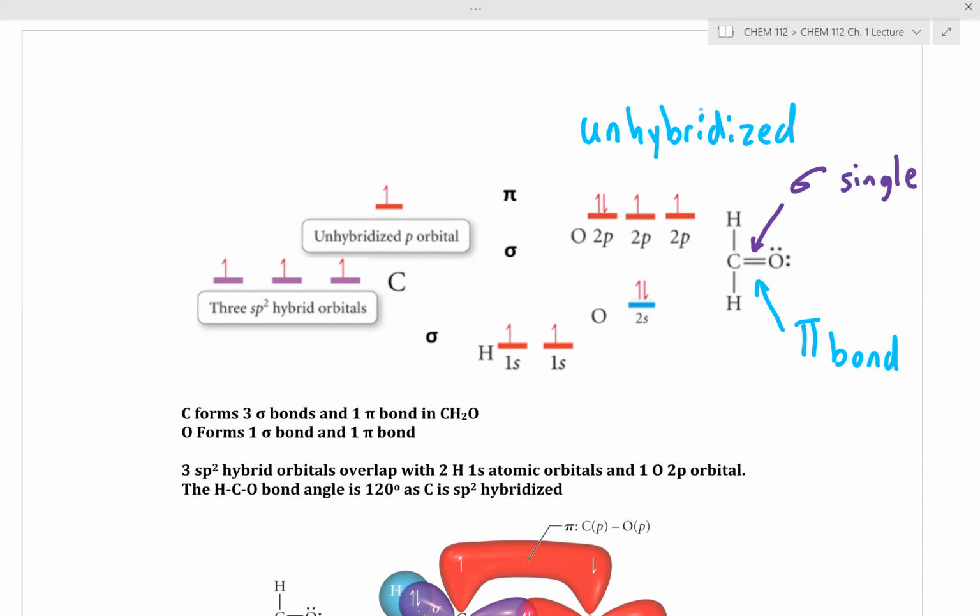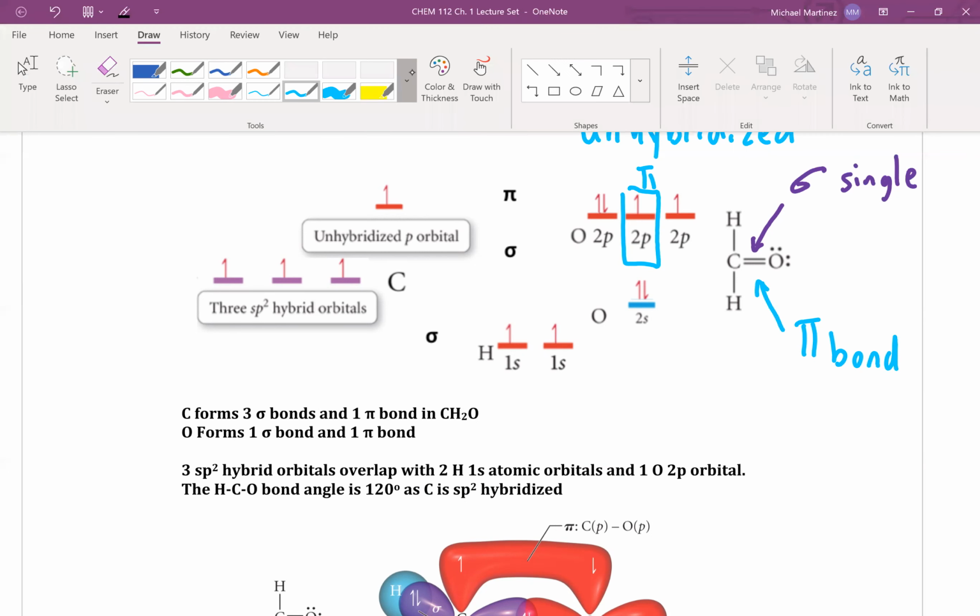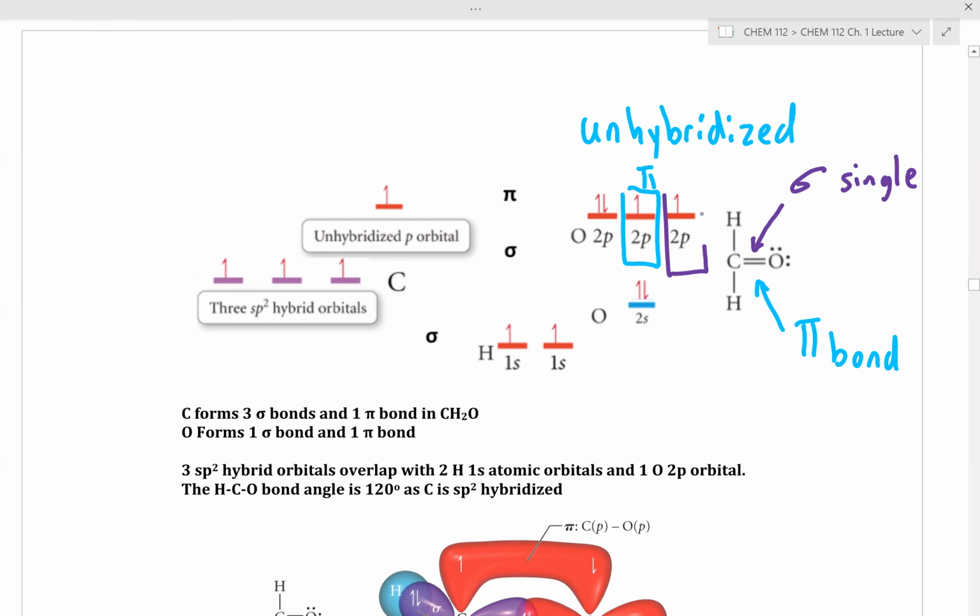And if we take a look at oxygen, how many bonds is oxygen forming with carbon? 2. So how many half-filled orbitals do we need? 2. And let's get a little bit more specific here. P orbitals can be used to form both sigma and pi bonds, depending on their arrangement in 3D space. So one of these p orbitals we're going to use to form a pi bond. The second of these half-filled p orbitals is going to be used to form a sigma bond.